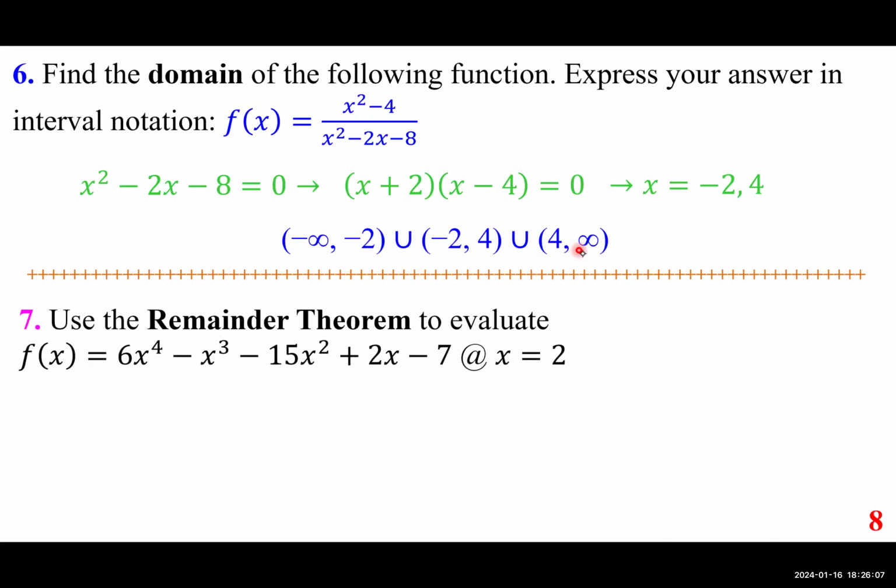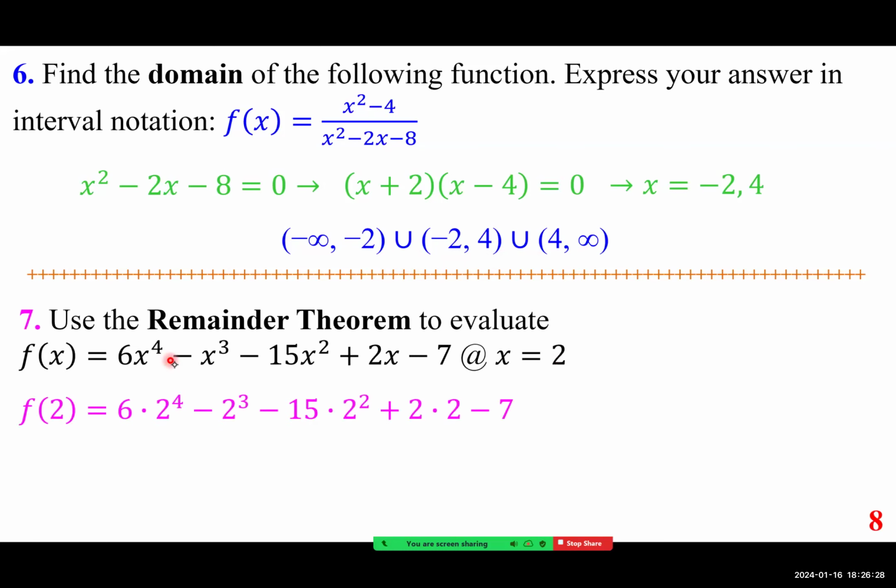Use the remainder theorem to evaluate this function. Basically, the remainder theorem says plug in 2. If the result is 0, then x equals 2 is a zero, which means x minus 2 is a factor. If it's not, it's just whatever the number is. So let's plug in the number 2 and evaluate.